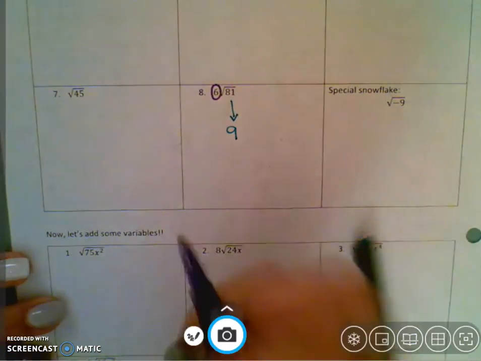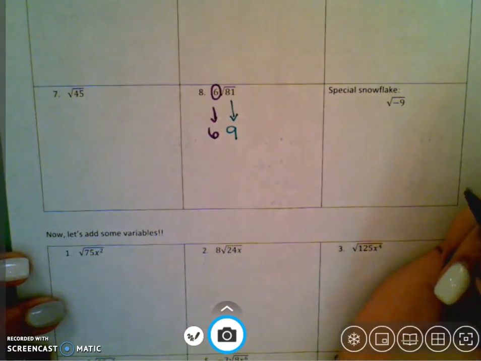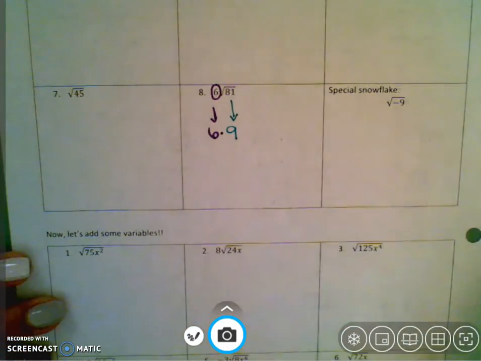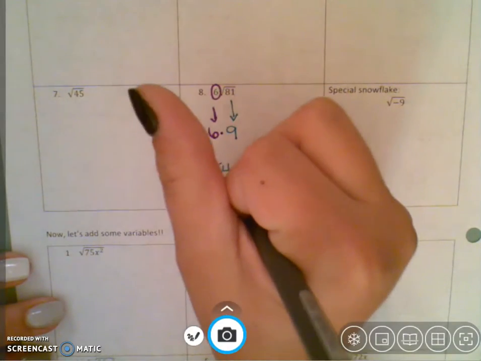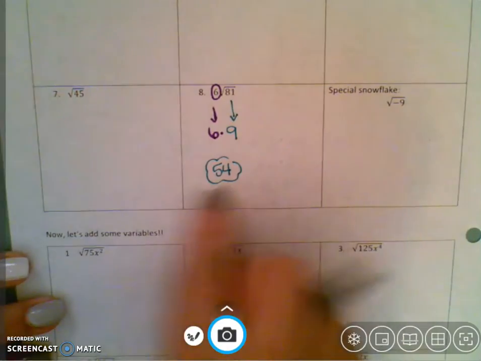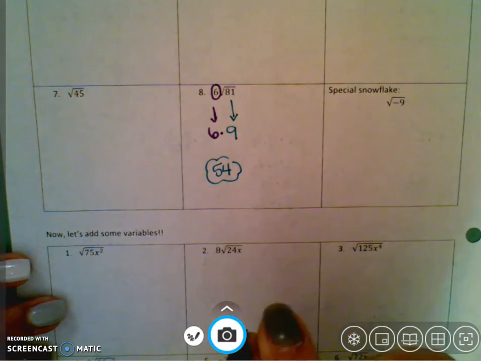So you have to bring your 6 down though. And it's not a 669, it's a 6 times 9. So 6 times 9 should give you a 54. So in number 8, there's no roots left because the square root of 81 is a perfect square.